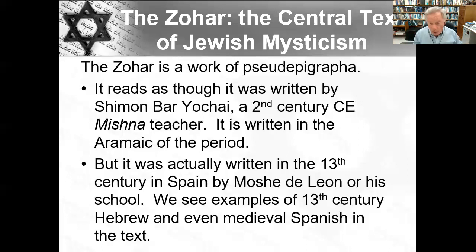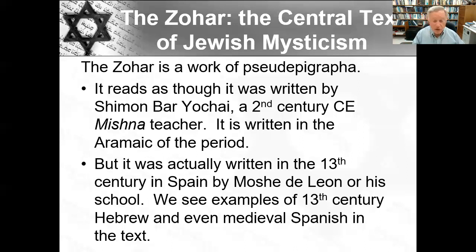So the Zohar represents itself as having been written in the second century of the Common Era by Shimon Bar Yochai, who was a Mishnah teacher. These are early sacred texts beyond the Bible. And it's written in Aramaic, which was the language of the rabbis of that time. It is written in what is called Palestinian Aramaic. There are lots of different forms of Aramaic. So it was an attempt to write it in the language that these rabbis would have used.